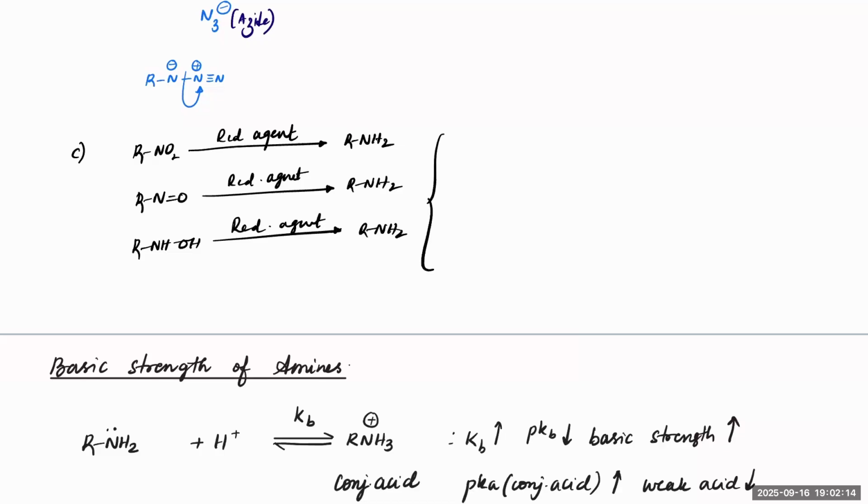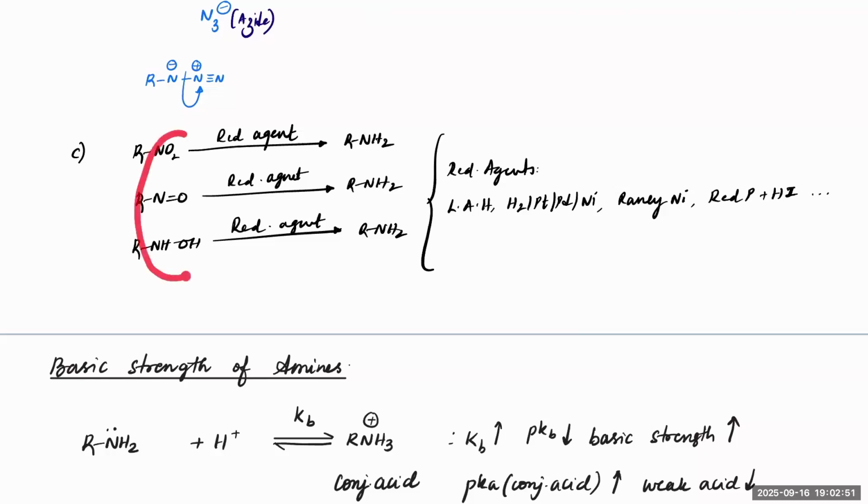Now the question is, which are those reducing agents? See, reducing agents which do this job include lithium aluminum hydride, H2 with platinum, palladium, or nickel. We can use Raney nickel. We can use red phosphorus plus HI. So you can see these are all excellent reducing agents which can convert any form of nitro into this.